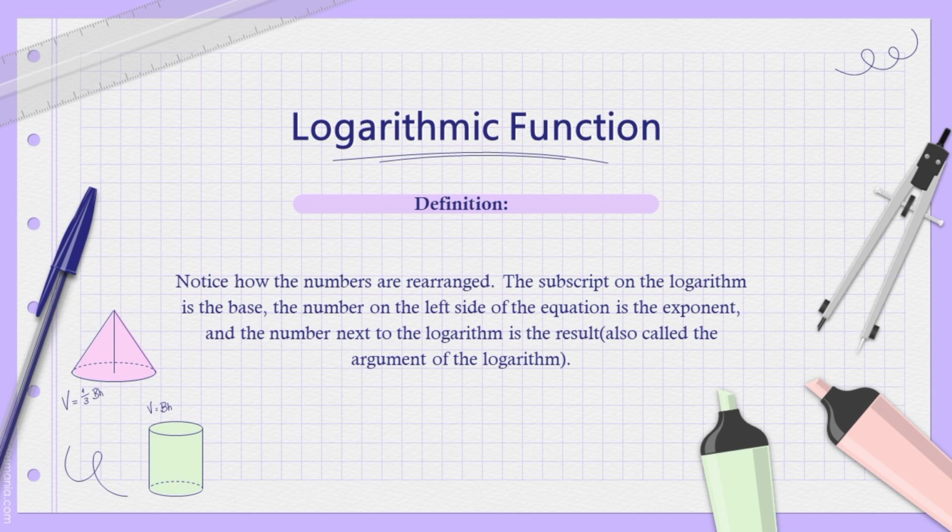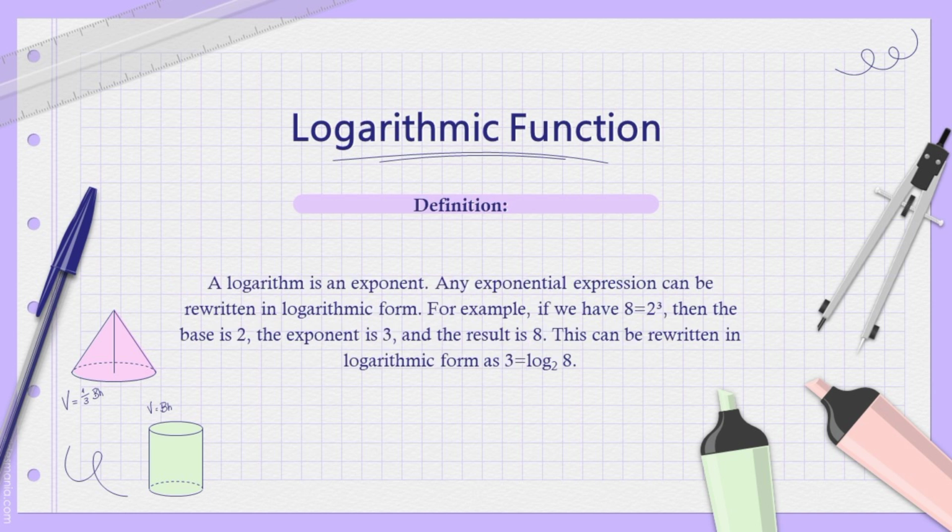The subscript on the logarithm is the base. The number on the left side of the equation is the exponent, and the number next to the logarithm is the result, or it is also called the argument of the logarithm. The exponent of the base will go to the left side, as what we can see on the example given. Then, the base will just remain the same.